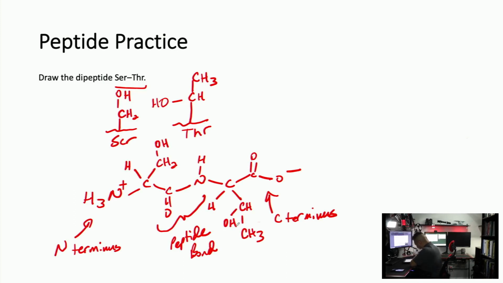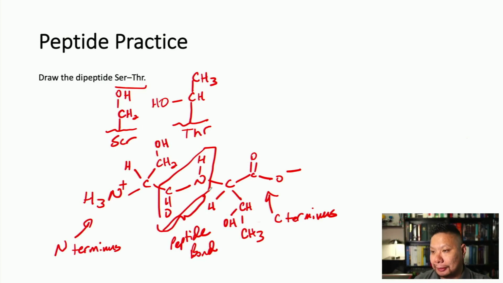Serine threonine. The important part is just to remember, right, that this part right here is the peptide bond. That's how you join two amino acids together. And if you look at it closely, it just looks like an amide bond. So a peptide bond is an amide bond that's inside of a peptide, right? They're the same thing. Let's keep on moving.